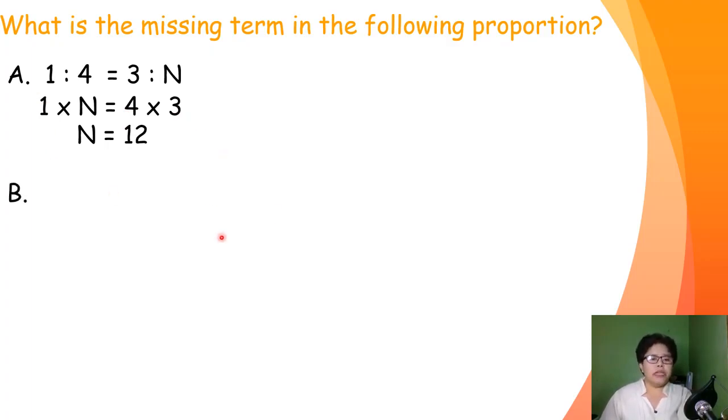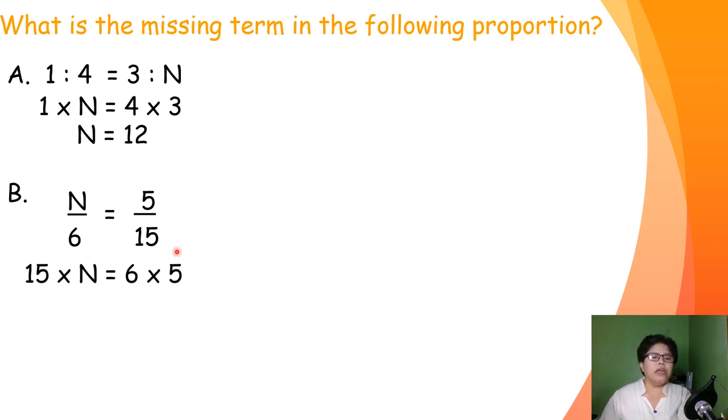Let's have letter B. In letter B, nakalagay siya in fraction form. So, ang gagawin natin dito ngayon is cross multiply. So, cross multiplying, you get 15 times n, kasi ito yung magka-partner. And then, that is equal to 6 times 5. Tandaan ha, cross multiply. Okay? So, 15 times n is equal to 15n, and this one is 30.